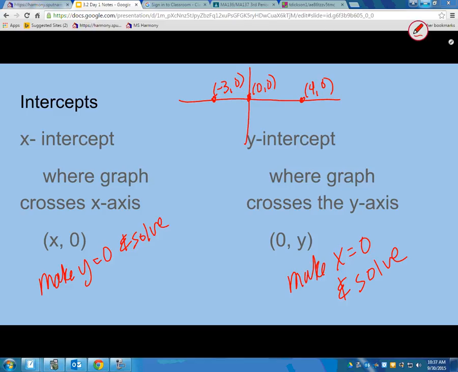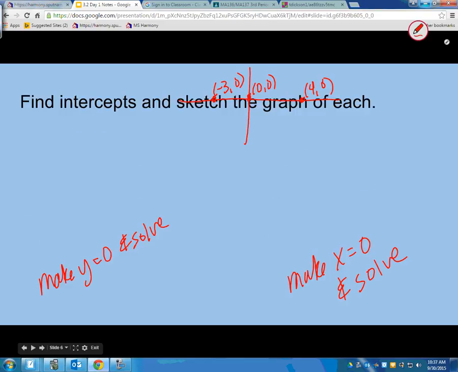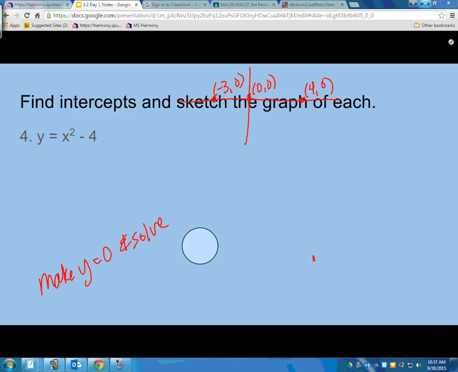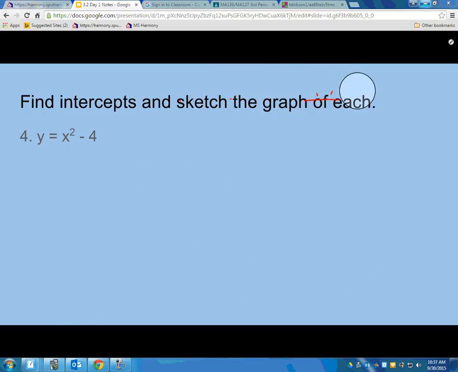Let's do a couple examples. So we'll start with a quadratic. Find the intercepts and sketch the graph of the function.